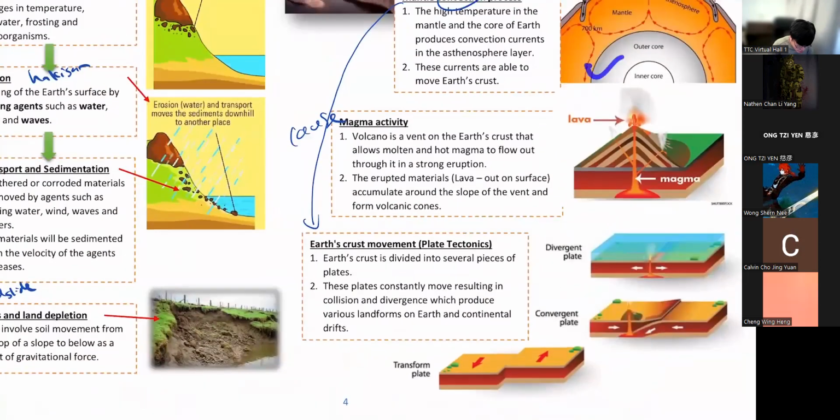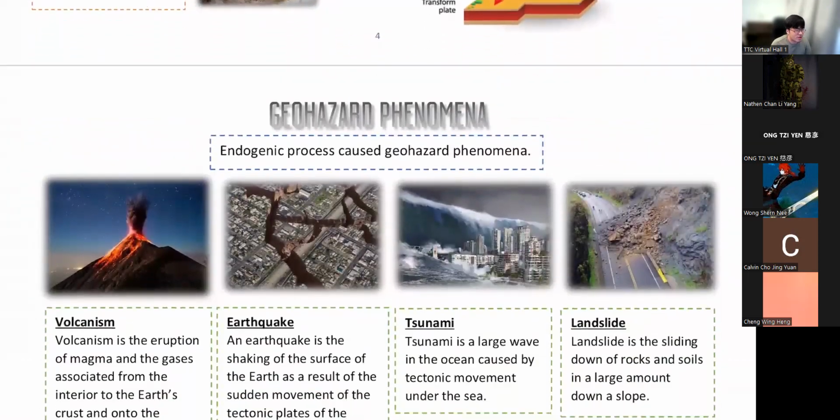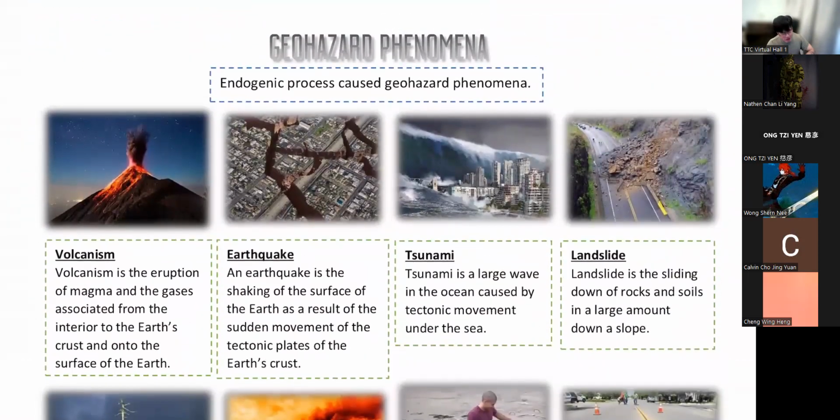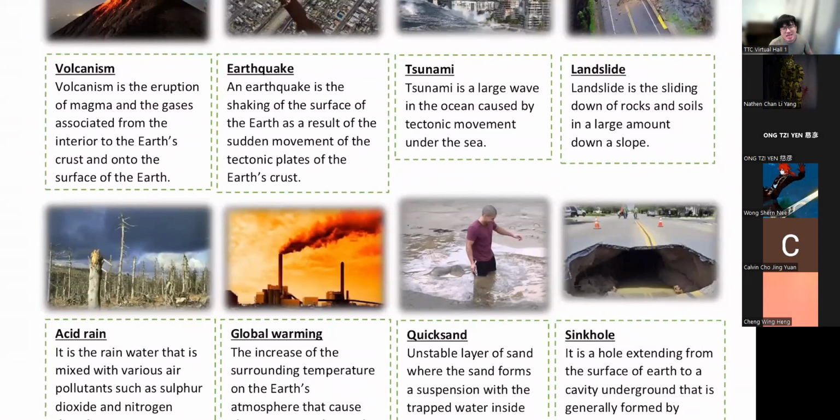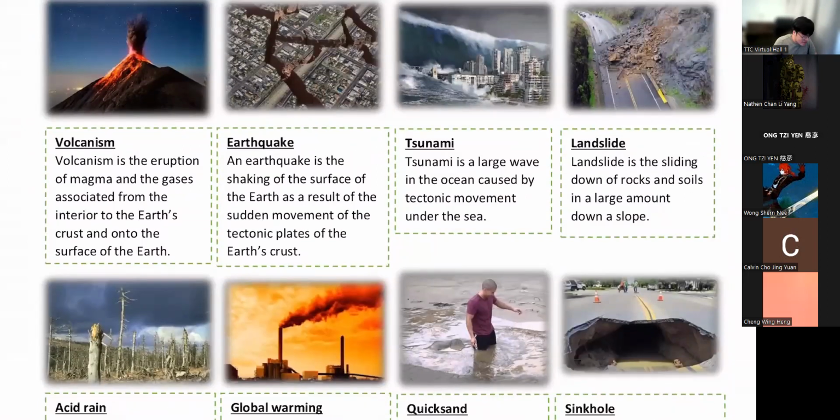So that's your endogen lah, your endogen. So everything that happens to Earth. Very easy, so I'll just leave it up to you to memorize. Geohazard. Whenever it's hazard, that means danger lah. So geohazard means something to do with Earth. This one very easy. That means every disaster that's happening on Earth, right?